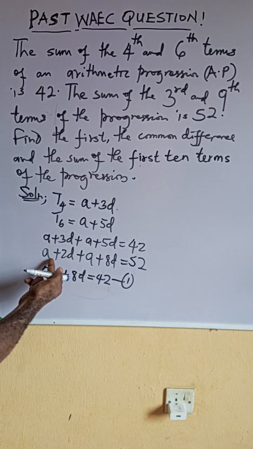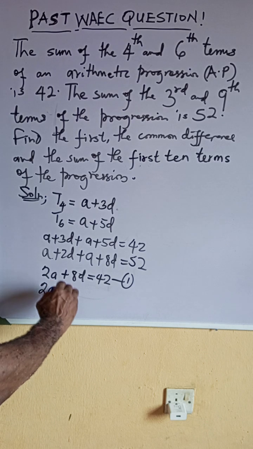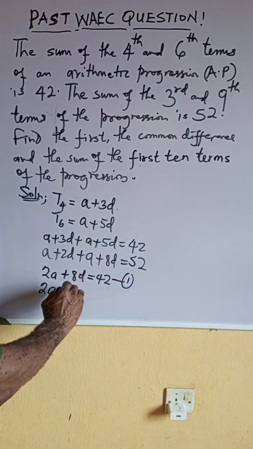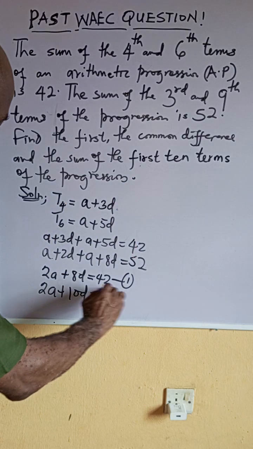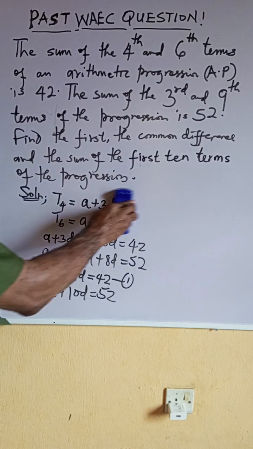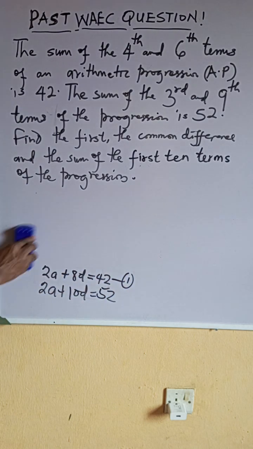From here, we can also simplify further by saying A plus A will give us 2A plus 2D, and this will give us 10D, which is equal to 52. All right, so we make progress. Permit me to wipe this place off.